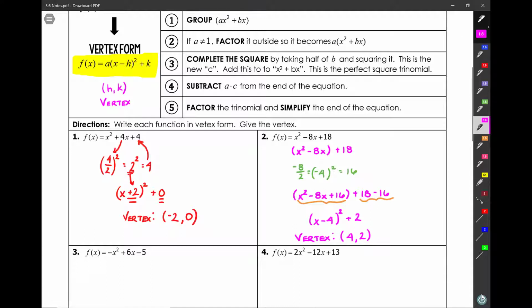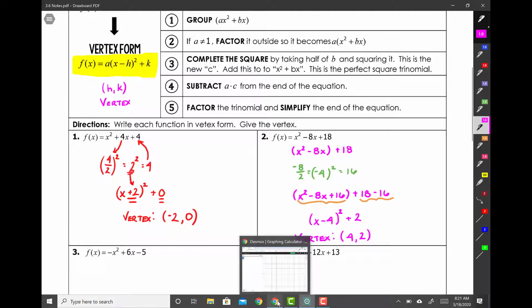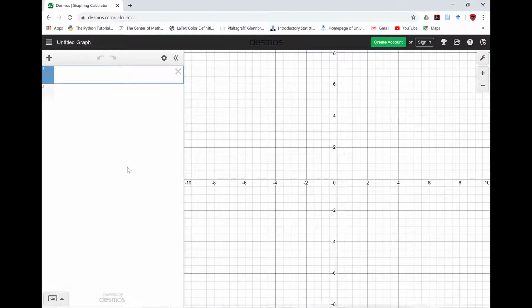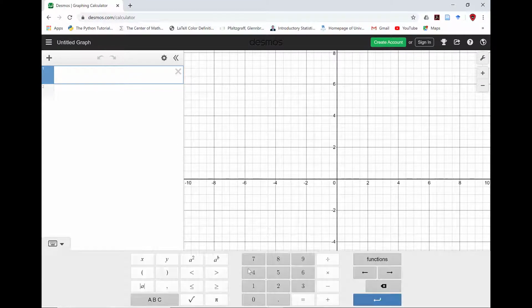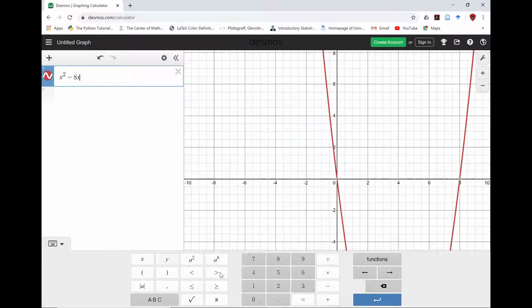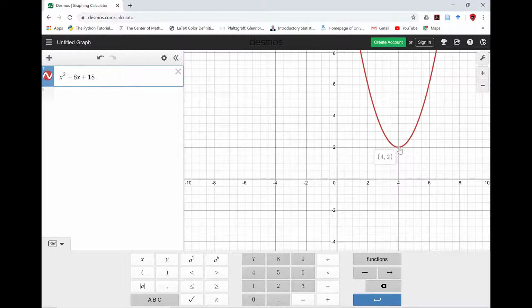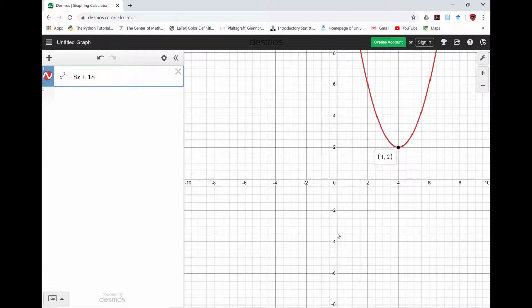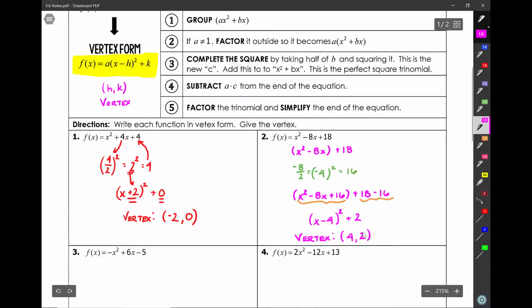And if you want to verify that graphically, let me pull up the calculator. Remember, we're using Desmos to try to make things easier for everybody so that you all have access to it. So it's x squared minus 8x plus 18. So here's our vertex. It indicates that it's 4, 2. And when we go look at our notes, that is the exact same vertex that we did find.